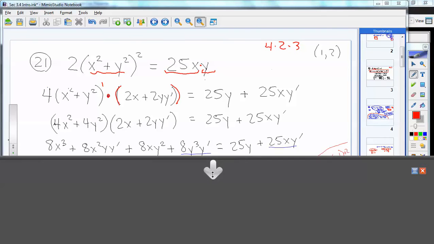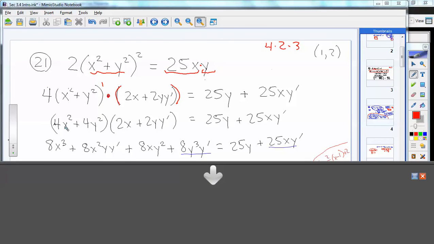So I just have to FOIL this, and it's a big mess, but it's 8x cubed. Outers would be 8x squared y prime. Inners would be 8xy squared. Last times last would be 8y cubed y prime. So I just had to FOIL it. And over here I have that.